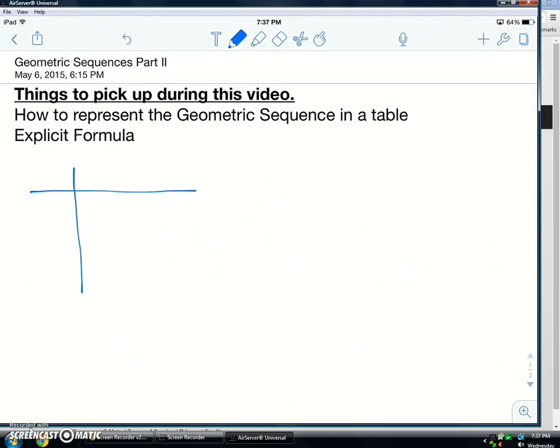The second thing, and the most critical thing that we're going to be looking at here, is this idea called an explicit formula. The explicit formula is going to be a very powerful tool that allows us to make jumps in our sequence, to make accurate predictions in our sequence, and we'll get into those things as well. But again, the biggest takeaway here is going to be the explicit formula. We're going to use the idea of a table to try and get us to that explicit formula.